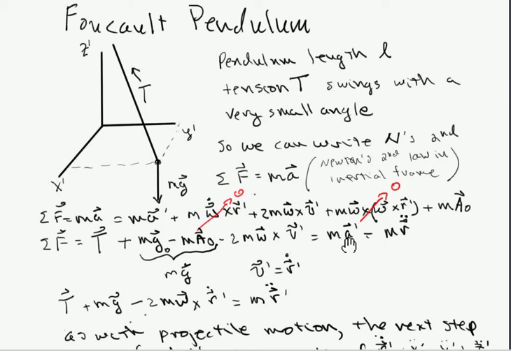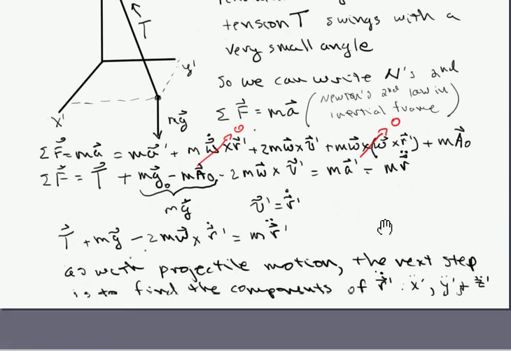It equals mass times the acceleration in the prime frame, or just m r double dot prime. There should be a prime on that r there. Those two are the same thing. And so, again, the v prime is just r dot prime. It's just the first derivative, whereas the acceleration is the second derivative. And so our equation of motion for the plumb bob is the tension plus the weight minus 2m omega cross r dot prime is equal to m r double dot prime.